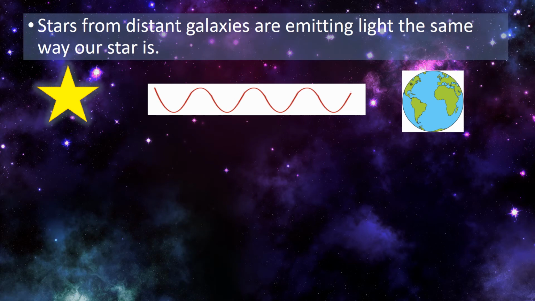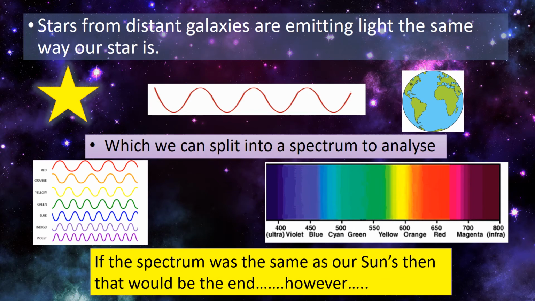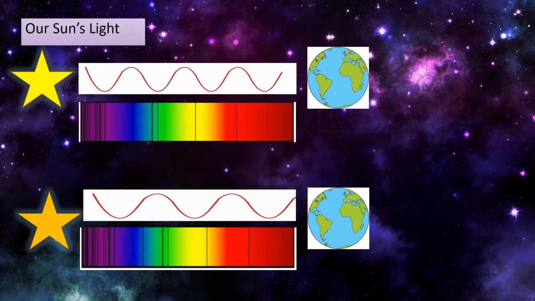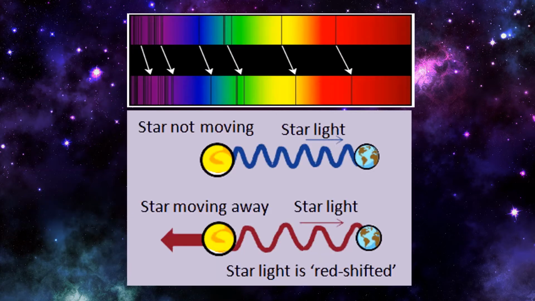Stars from distant galaxies emit the same light as our stars. So let's say this looks yellow and it's emitting that light, and we can split it into the spectrum and analyze it. However, if we have light from a distant star, can you see that these have shorter wavelengths than these? That tells us whether it's moving towards us or away from us. So here we've got something moving towards us. The light waves have been squashed, so it's appearing more blue. And this one is moving away and it's appearing more red.